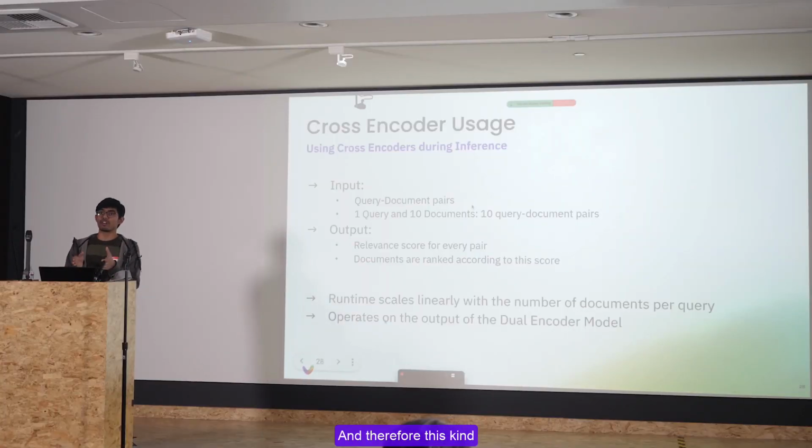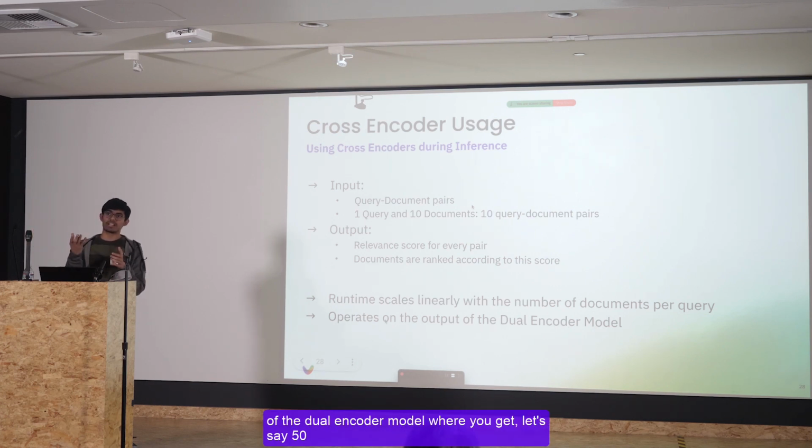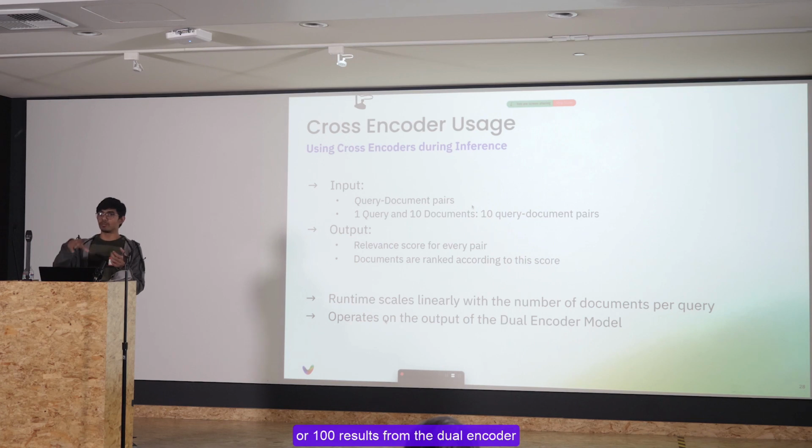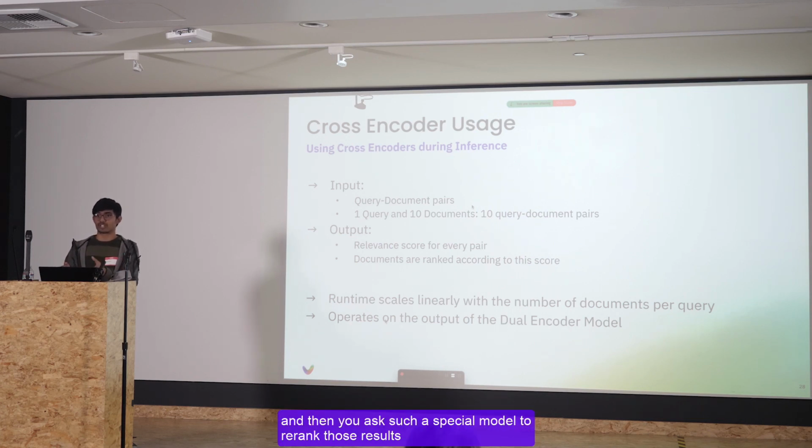Therefore, these kinds of models are usually used on the output of the dual encoder model, where you get, let's say, 50 or 100 results from the dual encoder, and then you ask such a special model to re-rank those results to generate an even better ranking.